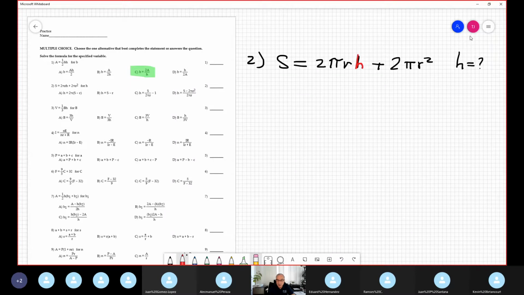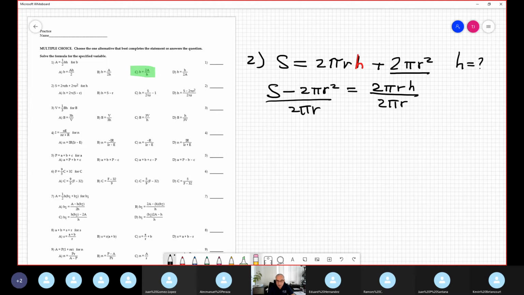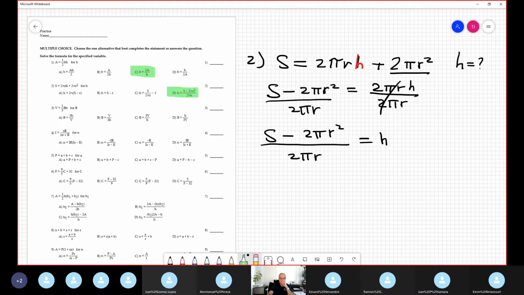The rest you consider like a number, like a constant. So S stays here, and I move this guy to the left: minus 2 pi r squared, because that term does not depend on h. The h is here, so 2 pi r h. Finally, divide both sides by 2 pi r. So S minus 2 pi r squared, divided by 2 pi r, is equal to h, because that part is cancelled. Now I'm going to select the answer. Wow, I don't see this answer. Oh, yeah, SD. Do you see?